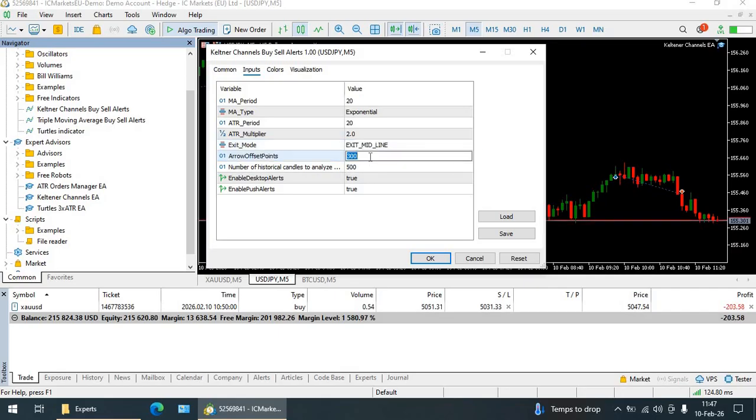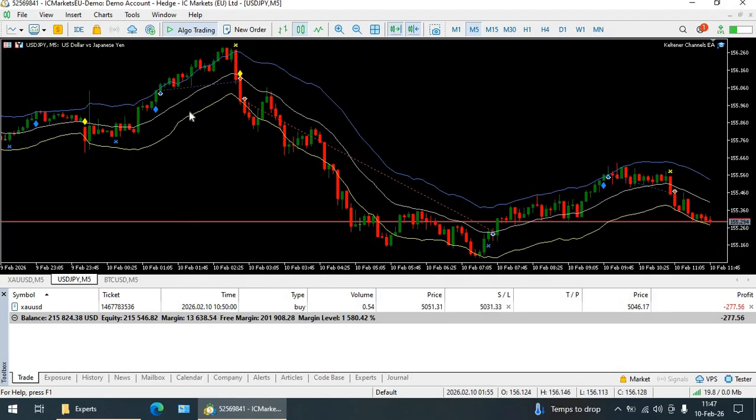Arrow offset points: because I use M5 as trading time frame, the distance between the candles and the blue diamonds and X crosses must be adjusted accordingly, so I will use 3. I don't want desktop and push alerts now, so I set them to false. Okay, and now it becomes clear why the trades were taken as they appear on the chart.